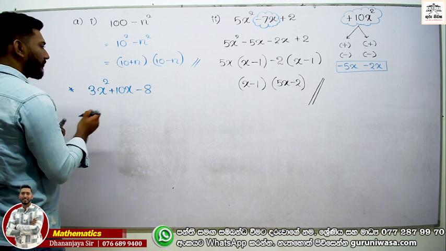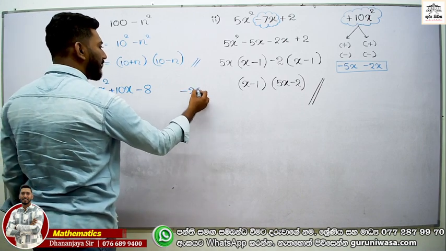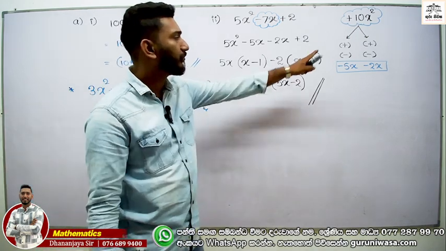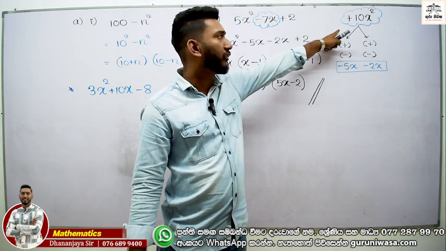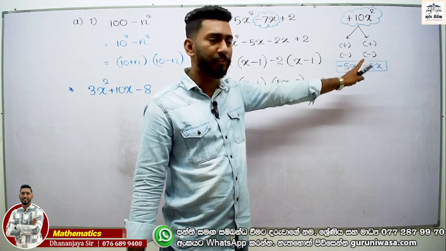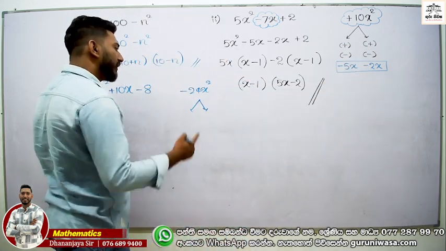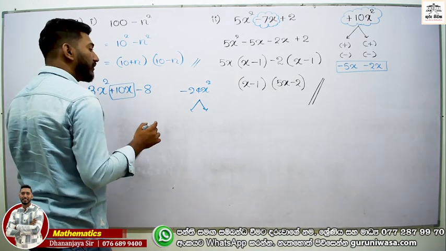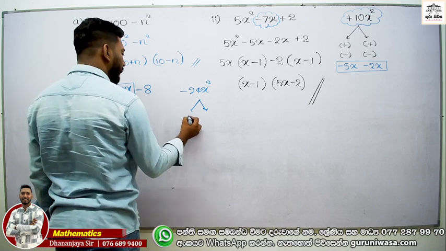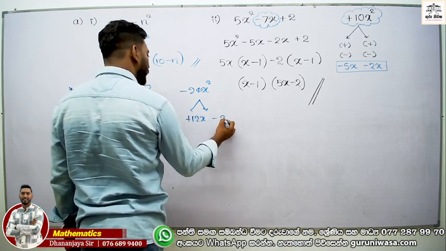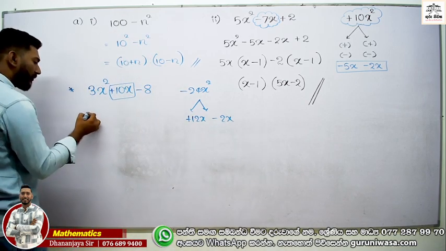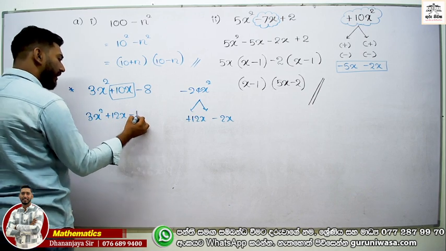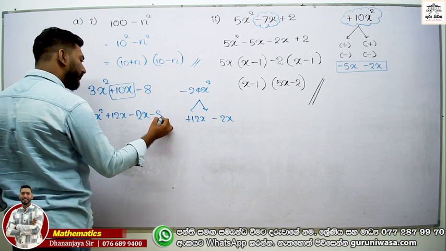I told you. And this one becomes minus 24x squared, and minus means now this one's a positive one. The sum of these two things becomes a negative. The difference between two numbers becomes 10, and the greatest one should be positive. Therefore, plus 12x and minus 2x. Right? Now I'm going to write 3x squared plus 12x minus 2x minus 8.